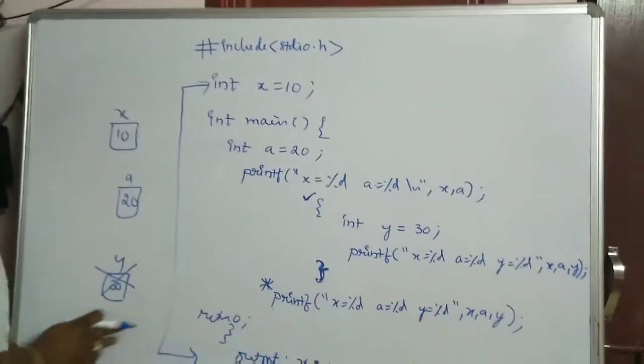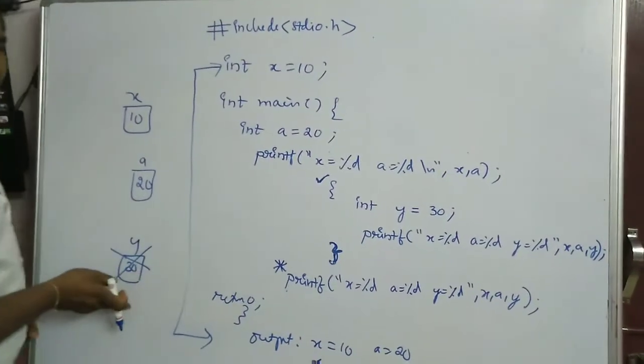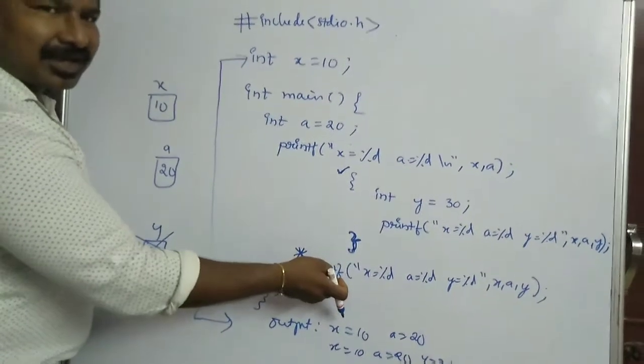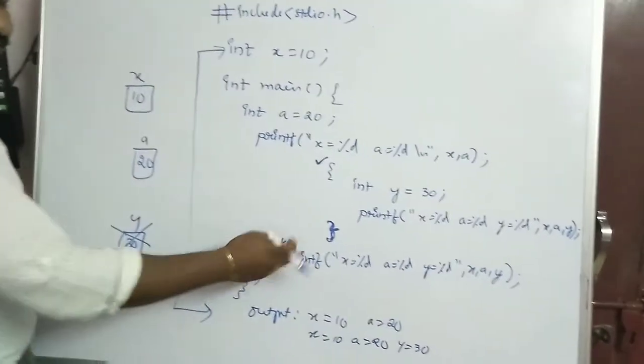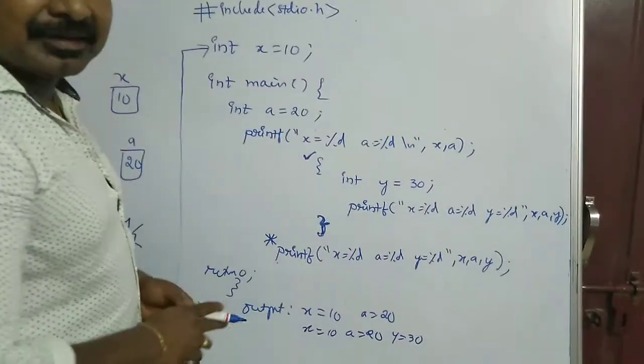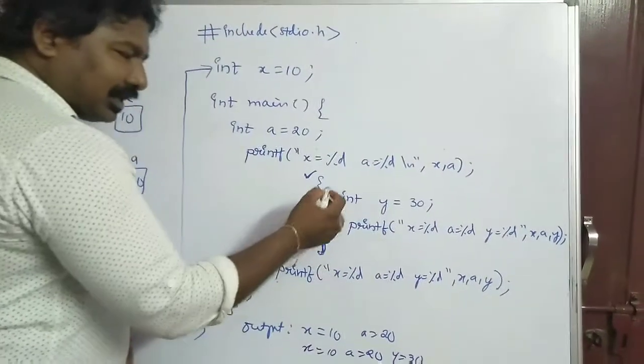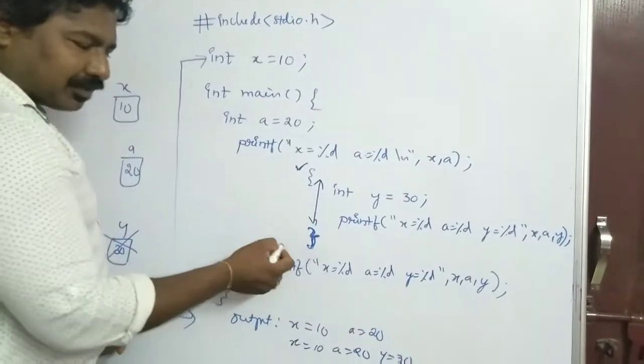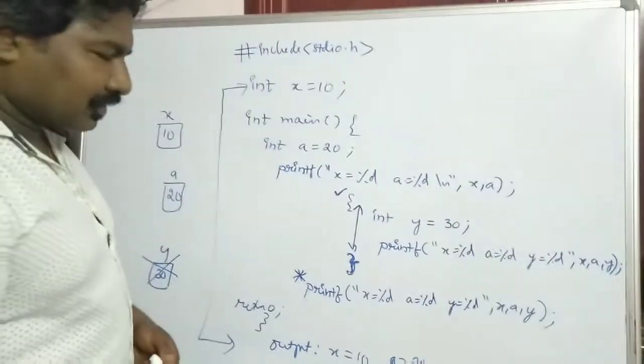So that means this y is no longer in the memory. So that scope is over and lifetime is over. And again you're trying to access these values, it gives an error. It says that y is not defined. Okay friends, because the y scope and lifetime is only within the block where it is declared. When you are coming out of it, you cannot access it.